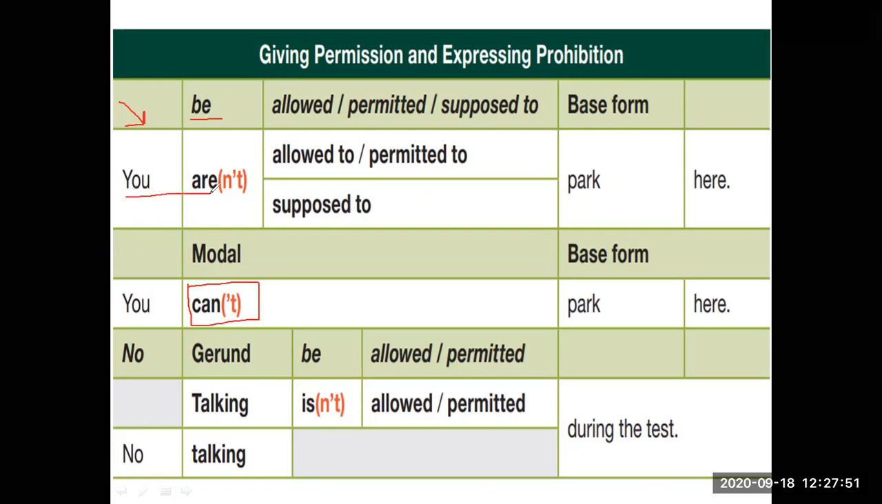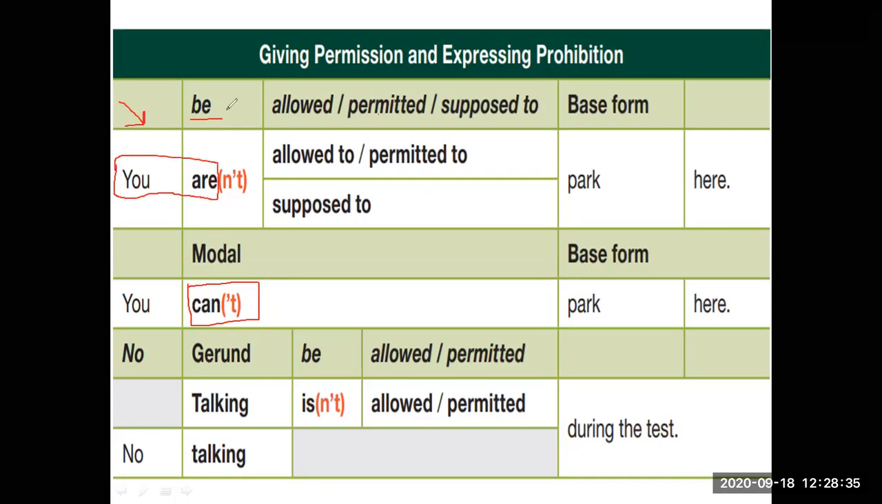When you are giving permission to a person, you say: you are allowed to park here. You are allowed to eat in the classroom. You are allowed to listen to music while I teach. You are allowed to go to the beach, I don't know, with your pets, with your dog, with your cat. So I am giving you the permission. But if I say you aren't allowed, you aren't permitted, you aren't supposed to, I am expressing a prohibition.